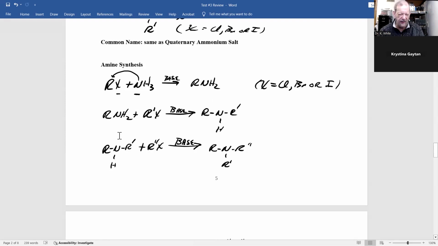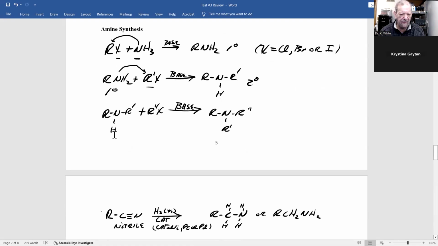Now, if you take a primary amine and react it with R prime X, again, this nitrogen will bond to the carbon in R prime with the halogen, and you'll make a secondary amine. This was a primary amine. And if you take a secondary amine and react it with an alkyl halide and base, again, this nitrogen attacks and bonds to the carbon in R double prime with the halogen and kicks out the halogen, and you get a tertiary amine.